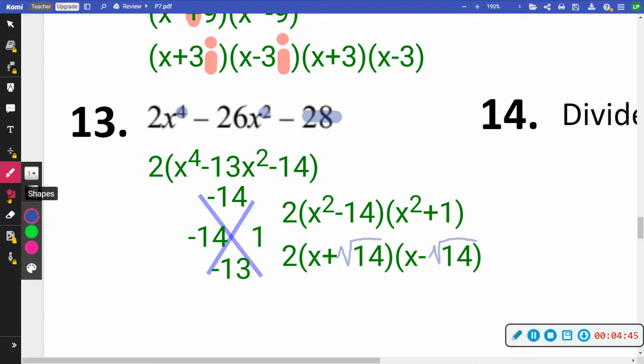And then for this part right here, you could factor that as a sum of two squares. So that's going to be x plus 1i and x minus 1i.